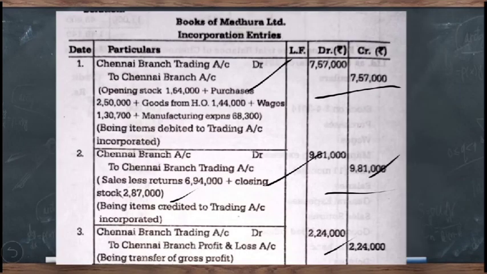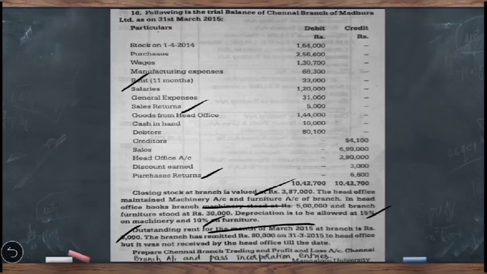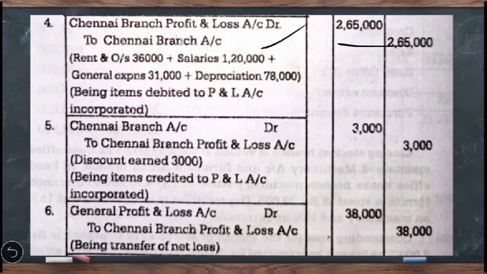Then the next entry will be for incorporating the credit item of the branch profit and loss account, that is discount earned amounting to 3,000. The entry will be Chennai branch account debit to Chennai branch profit and loss account, being the incorporation of credit item amounting to 3,000.